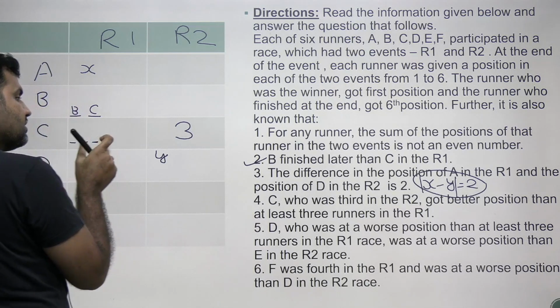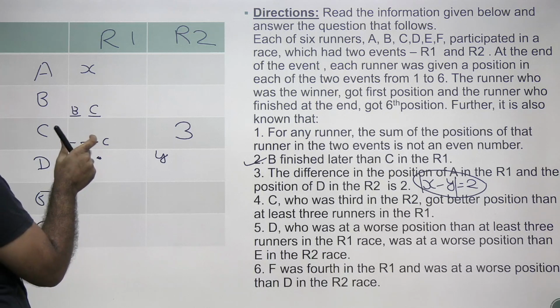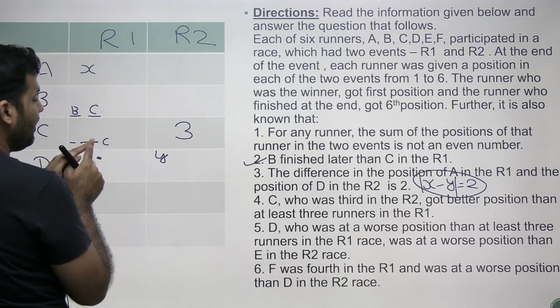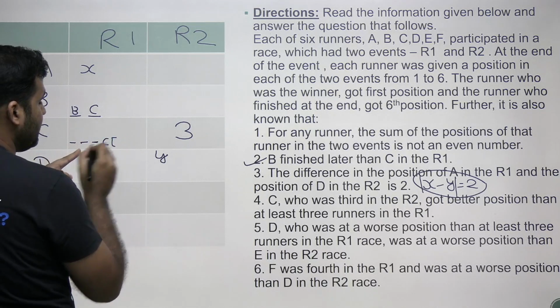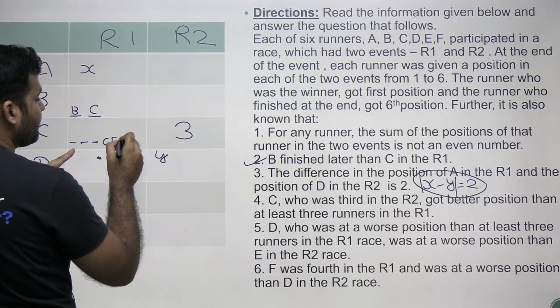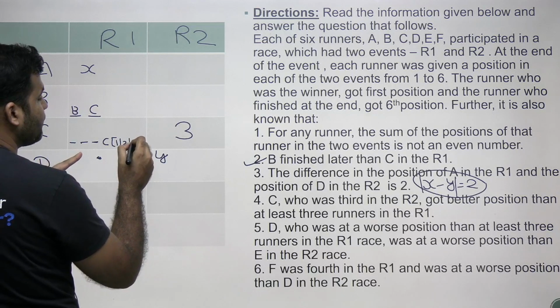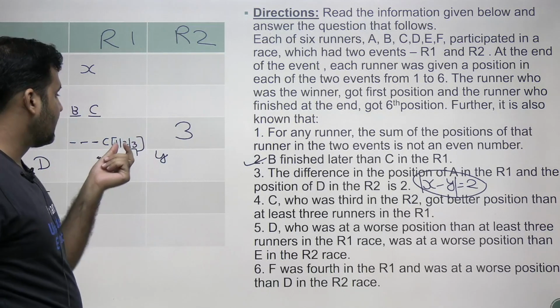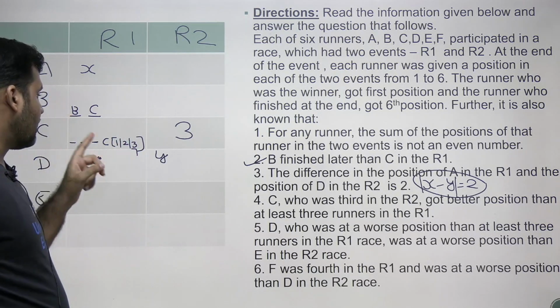But because it says at least 3 people are finishing the race after C, the possible options for the rank of C will be either 1, 2, or 3. It cannot be 4.